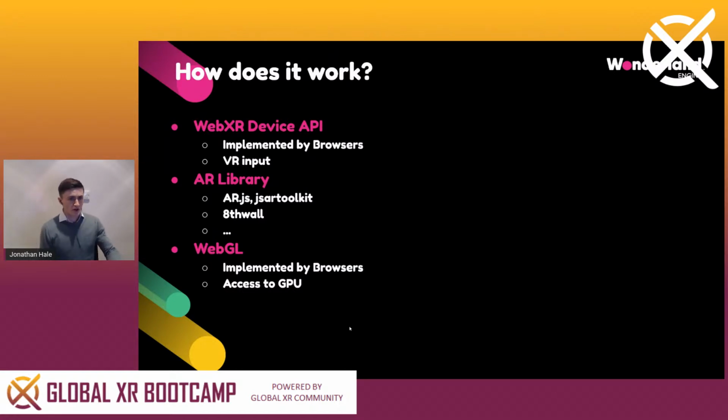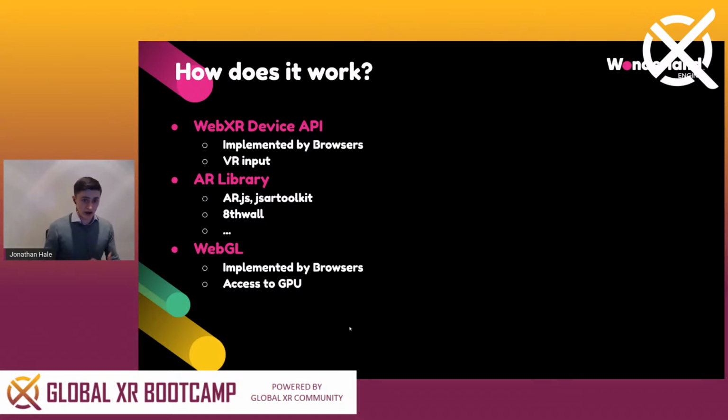So how does this work? Browsers implement the so-called WebXR device API. That is a standard that allows your website to retrieve VR input. So the poses for the head and poses for controllers, or even the poses for augmented reality, which is, for example, which browsers use through ARCore or ARKit, and then give your website to use.